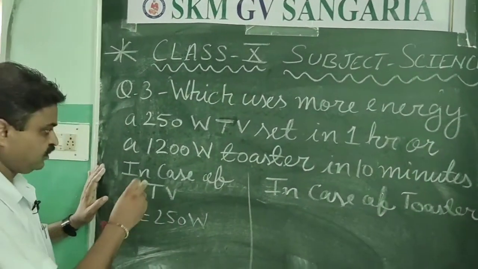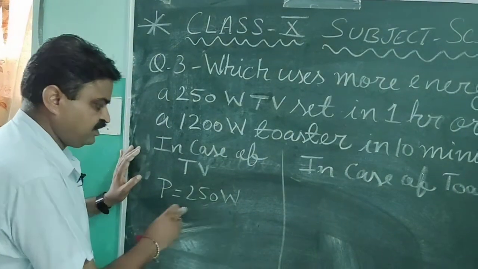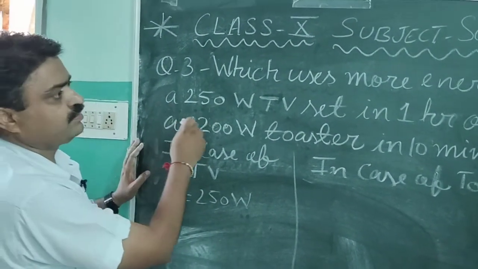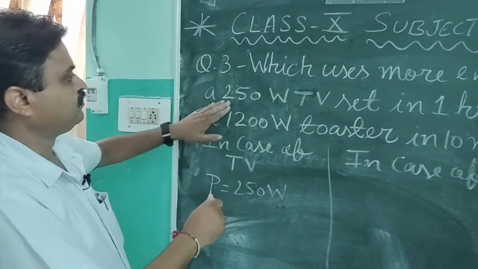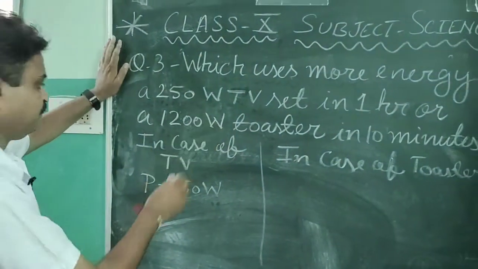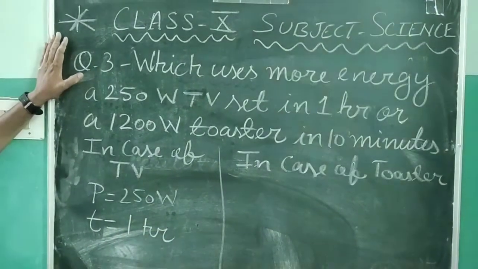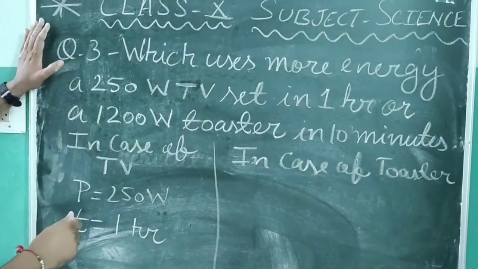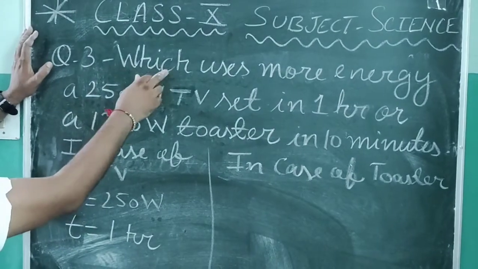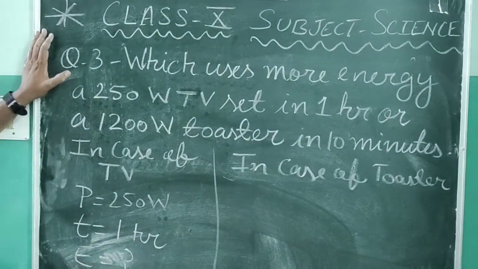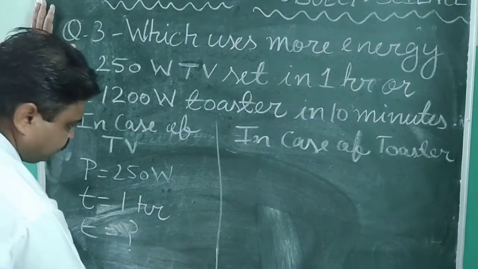In case of TV, power is given, it is 250 watt, and with this the time is given. What is the time here? It is 1 hour. What is asked in this? Which uses more energy? Energy is asked. So you put here a question mark.